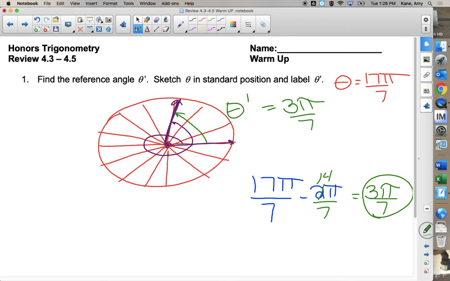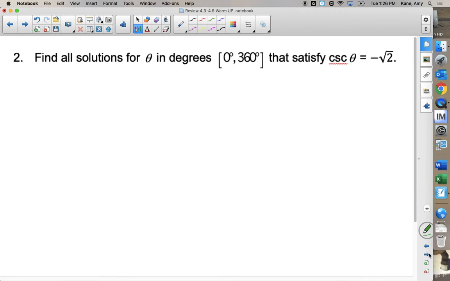Any questions on the first one? All right, so 2 and 3 I think are the more difficult problems on this page. It's like getting your brain to remember what you're trying to solve for, and you have to go back and also think about the unit circle. Find all solutions for theta in degrees, 0 to 360, that satisfy cosecant theta equals negative square root of 2. If you're finding theta, what are you finding? What is theta?